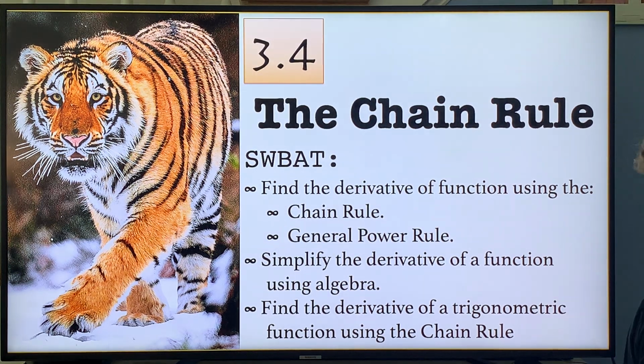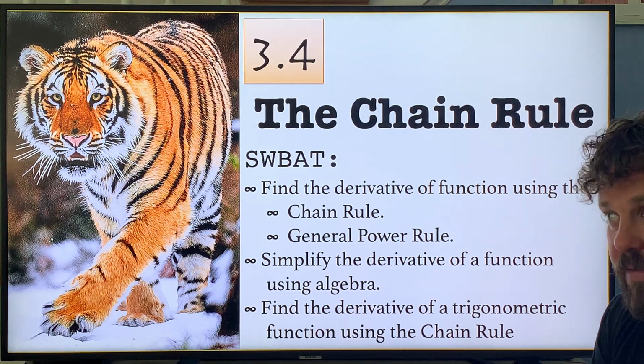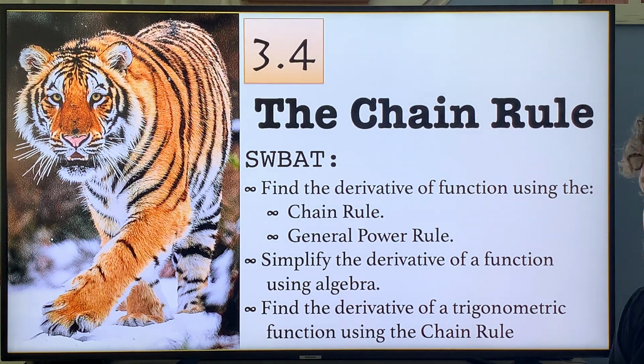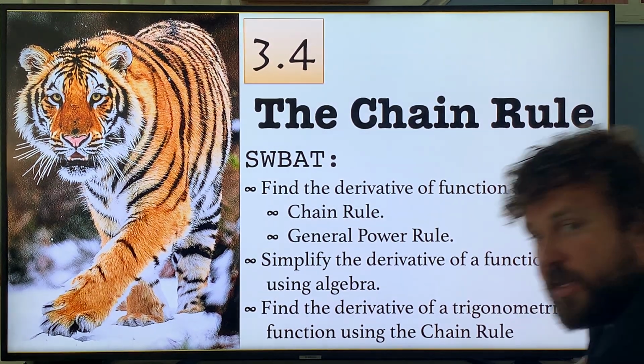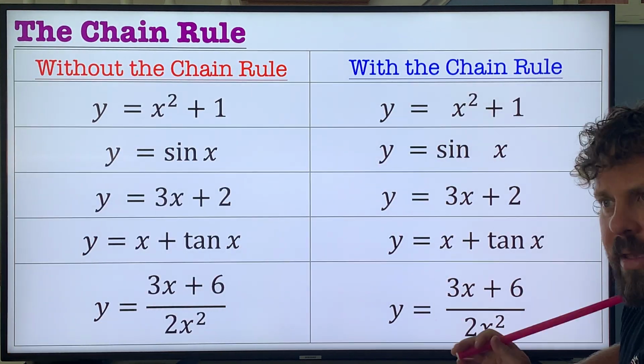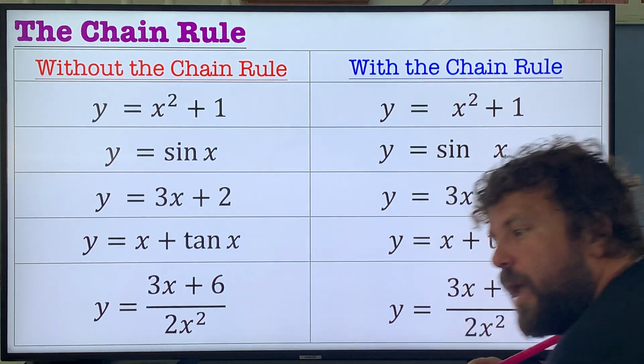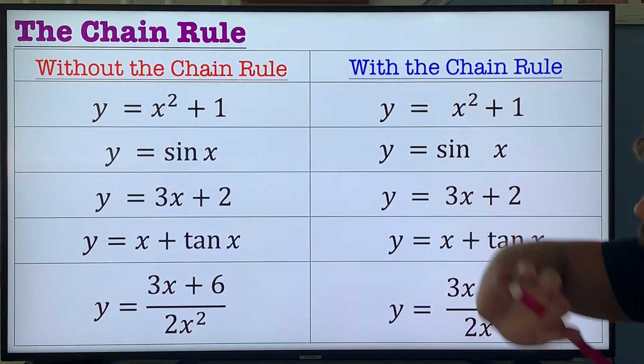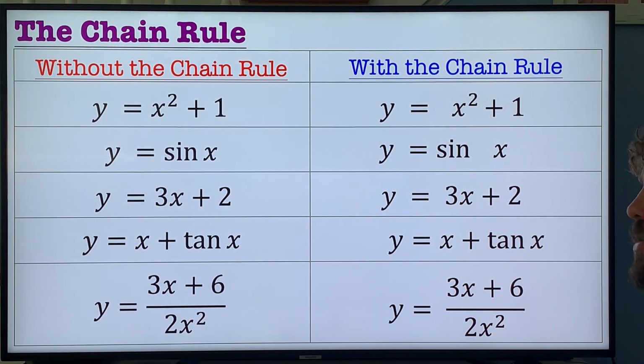Now, when we're doing this stuff with the chain rule, we also will be implementing the use of basic derivatives as well as the product and quotient rule in conjunction with the chain rule. So we got a lot of stuff going on here. This is a long lesson, but by the end, you should be an expert. So, number one, let me explain to you what the chain rule actually is.